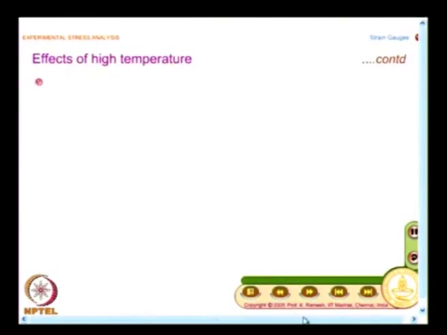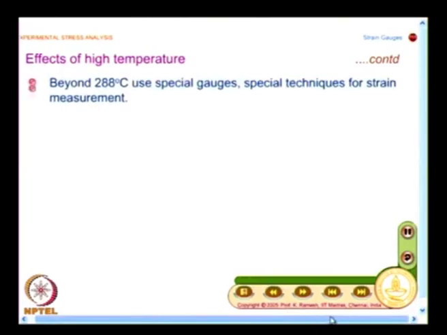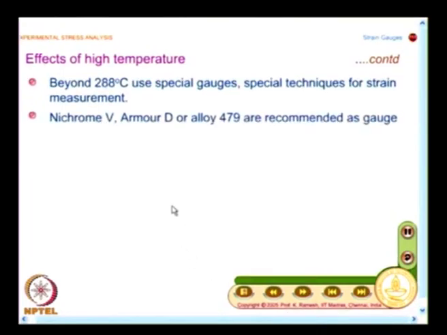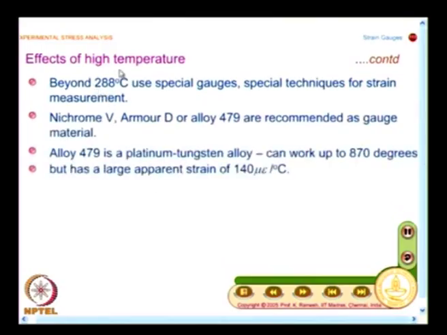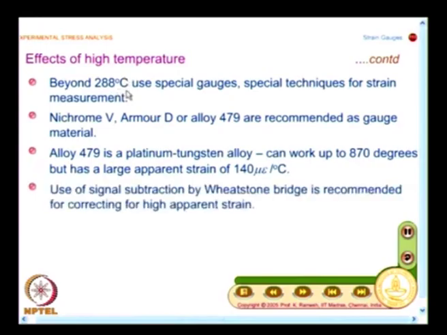You need to handle it differently for hydrostatic pressure, differently for nuclear radiation and differently for high temperature. We will also see for low temperature what we have to do. And before we go into the low temperature, we also look at what to do if I have to measure beyond 288 degrees centigrade. I need to go for special gauges as well as special techniques for strain measurement.